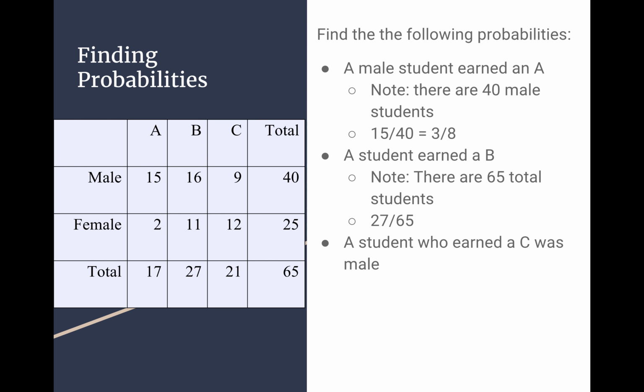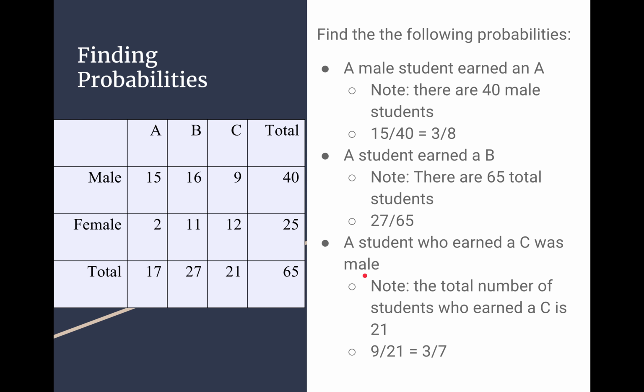A student who earned a C was male. How many students earned a C? 21. So that's going to be our group that we're looking at, 21 students. And how many of those were male? 9 out of 21, which will reduce to 3 out of 7.